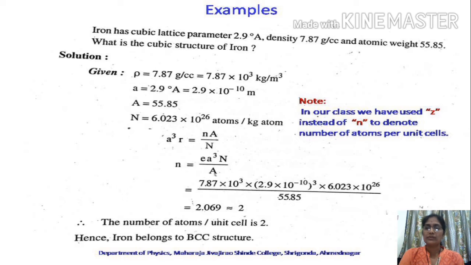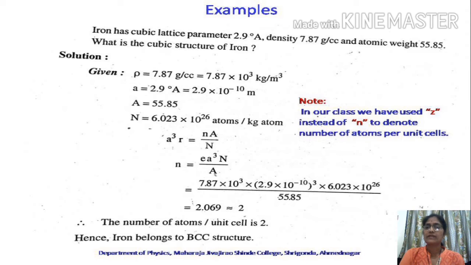So rho is equal to Zm upon N into a cube, and a is nothing but the cube edge or lattice parameter, and a cube is nothing but volume of the unit cell. So by using all these formulae, let's try to solve a few examples based on this chapter. Let's start.